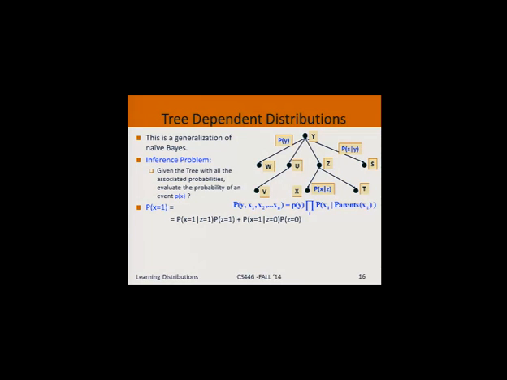The problem is that I still don't know everything here. I do know P of x given z, because it's written in my conditional probability table, but I don't know P of z.